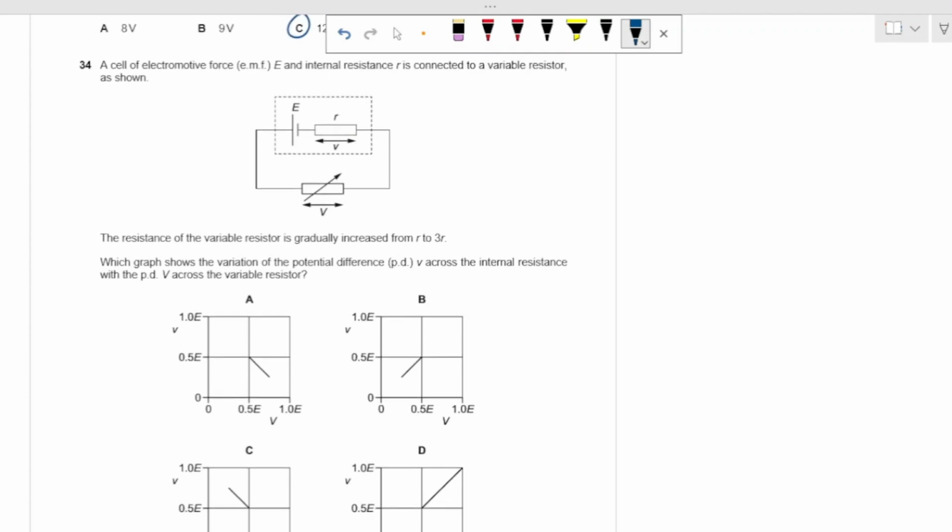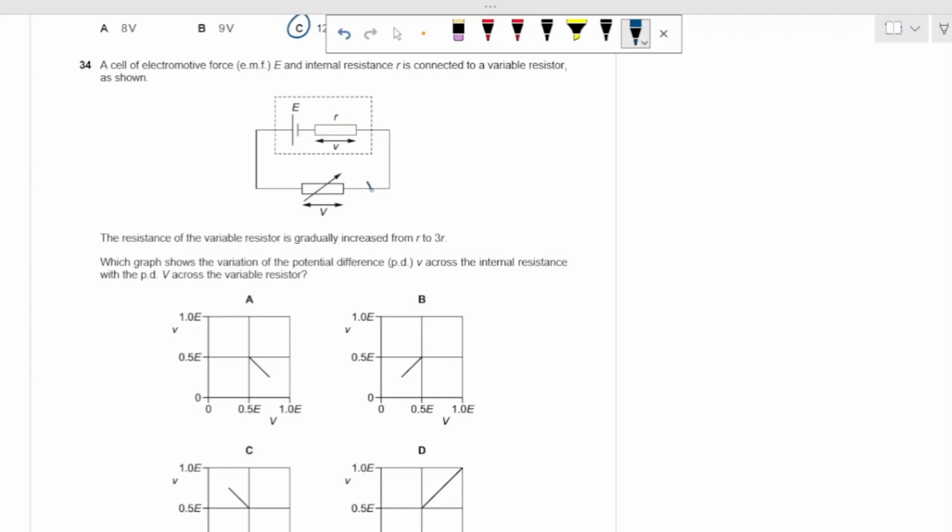Question 34. A cell of EMF E and internal resistance R is connected to a variable resistor as shown. The resistance of the variable resistor is gradually increased from R to 3R. Which graph shows the variation of the potential difference PD across the internal resistance with the PD V across the variable resistor? Alright, complex question. The first thing we should do is see what values we are given, right?